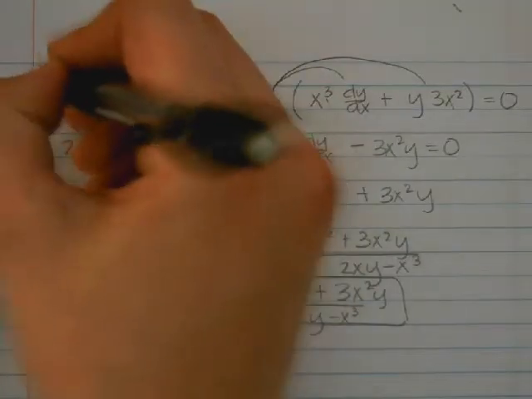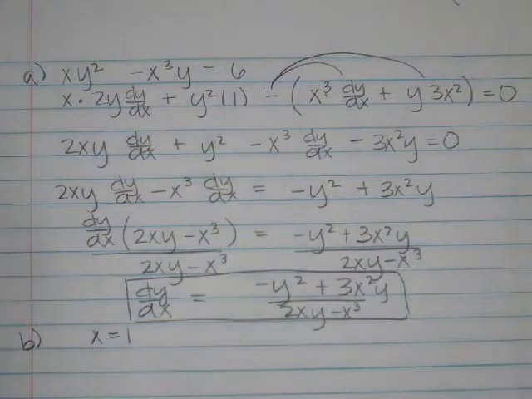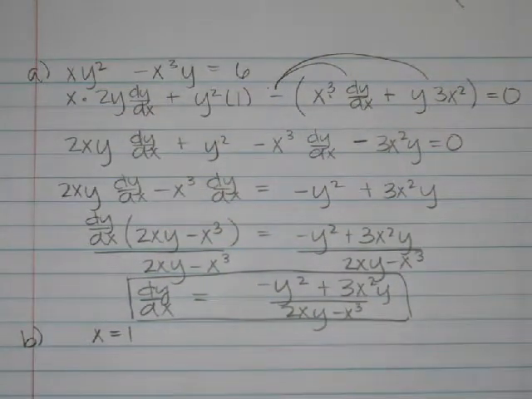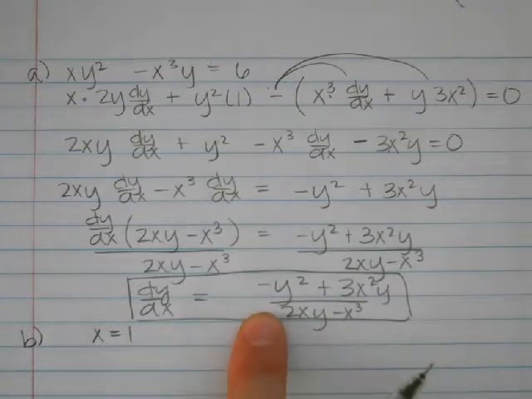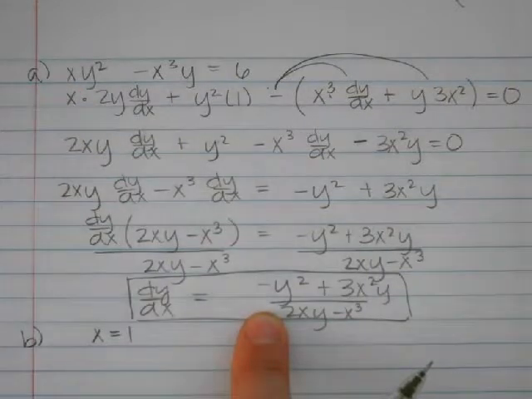We want all the points where the x-coordinate is 1. So if I'm looking for the points where the x-coordinate is 1, should I plug 1 into the derivative, or should I plug 1 into the original problem? The original problem is where we get our points from. So I'm going to take the original problem and put 1 in for x. Now, if you plug 1 into the derivative, what is that going to give you? It's going to give you the slope. So if you want the point, you got to plug it into the original.